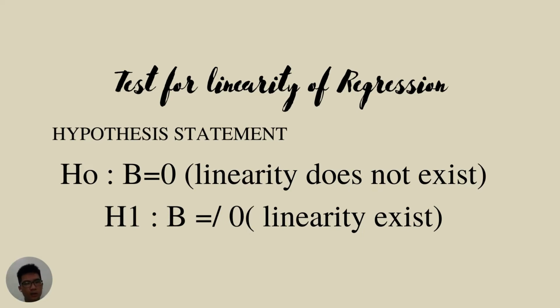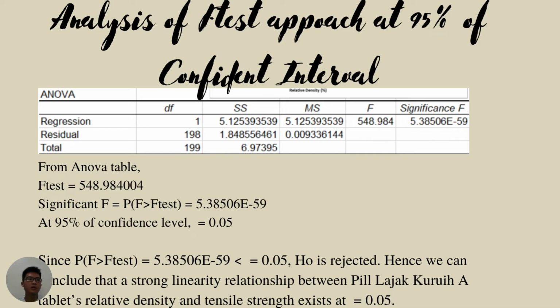Then we test for the significance of the regression. The hypothesis statement is H naught: beta equal to 0, and H1: beta not equal to 0. H naught, beta equal to 0, means that linearity does not exist. If H1, beta not equal to 0, it means that linearity exists. So we do the F-test hypothesis analysis at the 95% confidence level.